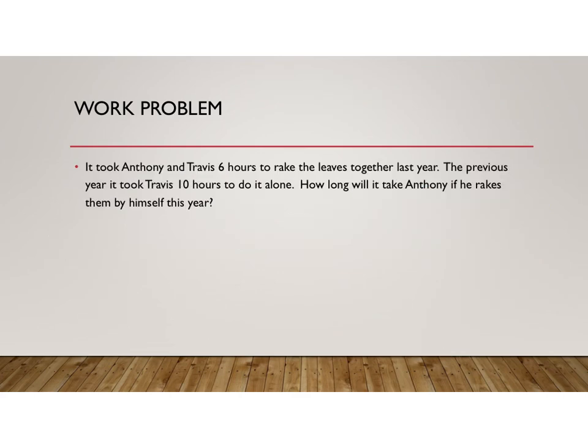Here's another example. It took Anthony and Travis 6 hours to rake the leaves together. So this is their together time. The previous year it took Travis 10 hours. That's Travis's alone time. How long will it take Anthony? We don't know that. So together over alone for Travis would be 6 over 10. For Anthony, the together over alone would be 6 over, we don't know, which is x. And what are we doing? We're doing one full complete job.